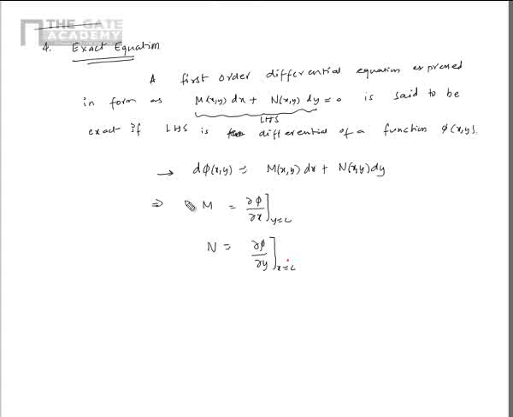So this is a general partial differential, that is d phi. This comes from the fact that d phi is dou phi by dou x dx plus dou phi by dou y dy. So when it is exact, you can express d phi in this way. Comparing with that, M is dou phi by dou x and N is dou phi by dou y. So just to explain all this, let's take an example. Say you have something like this, x dx plus y dy. So M is x, N is y.